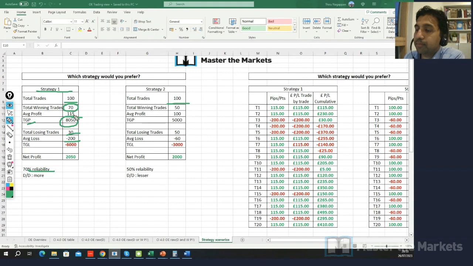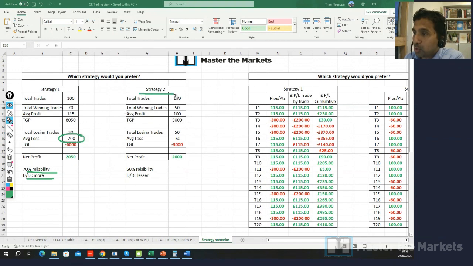So it's about 1.5 times more, right? Your profit 1.7 times more. Total gross loss eventually is 6,000. You end up with a net profit of 2,050. So in essence, it's more reliable, but the drawdown is more. Okay, average loss is much more.